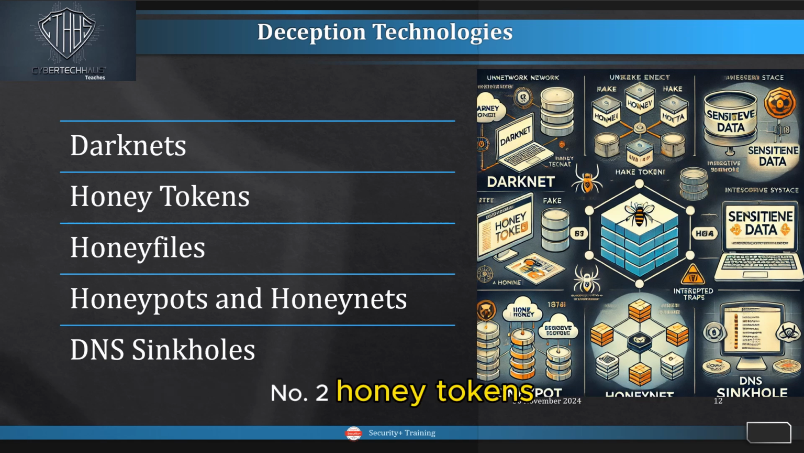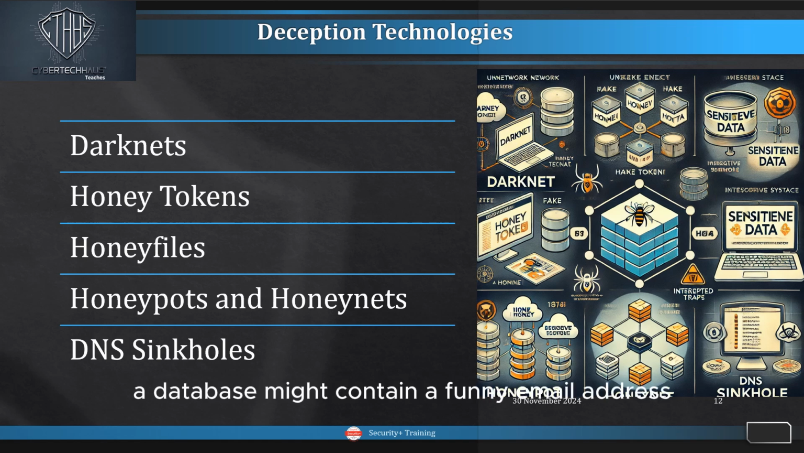Number 2, honey tokens. Honey tokens are fake records placed in databases or file systems. For instance, a database might contain a phony email address that directs messages to the security team. If someone sends an email to that address, it is a clear sign of unauthorized access. Honey tokens act like digital bait to lure intruders.